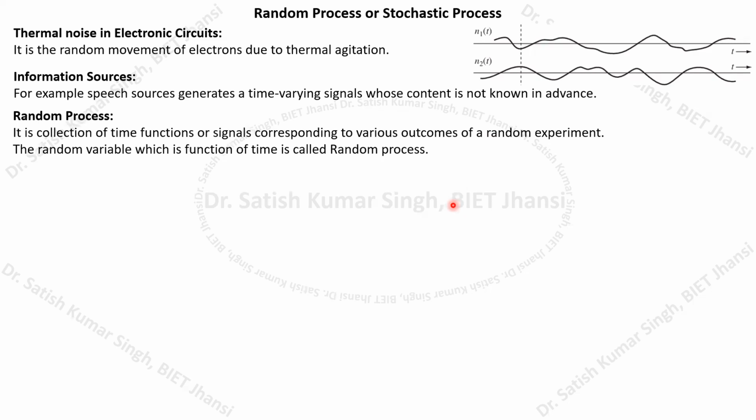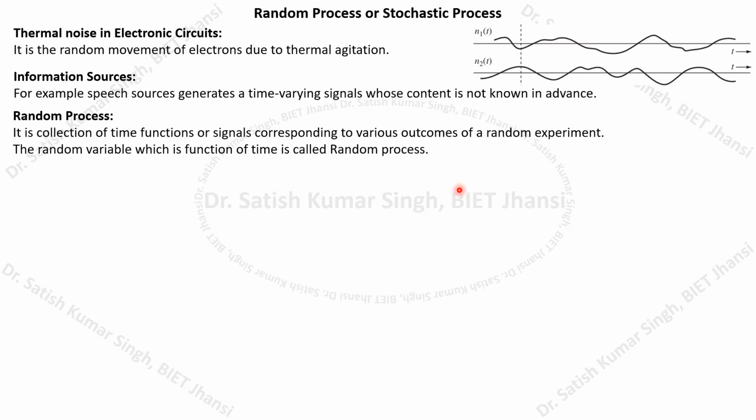For example, in the experiment of rolling a dice, I explained that there are a total of 6 possible outcomes, 1 to 6. These formed the sample space, and each outcome 1, 2, 3, 4, 5, 6 was called a sample point. But in the random process, the sample space is called the ensemble, and it contains the time varying signals or waveforms, which are known as sample functions rather than sample points.